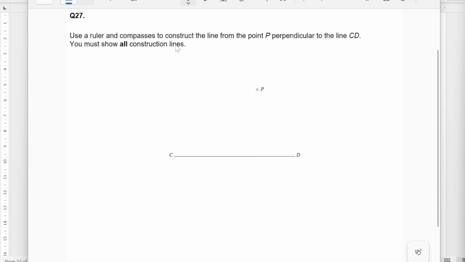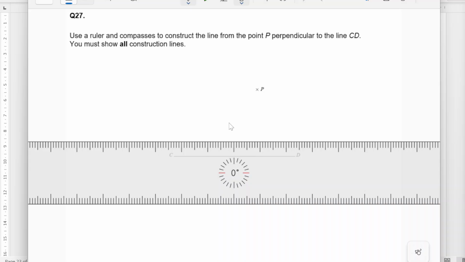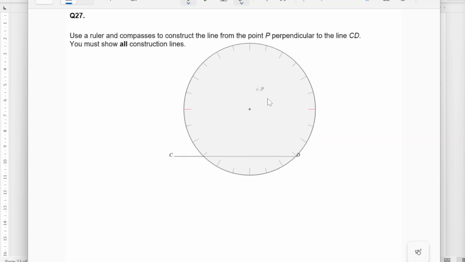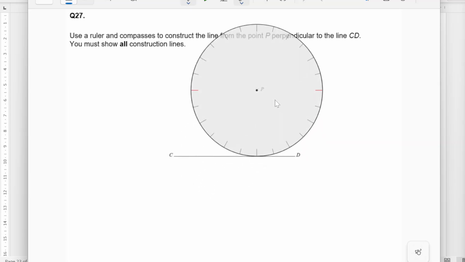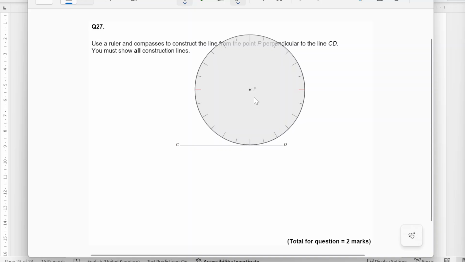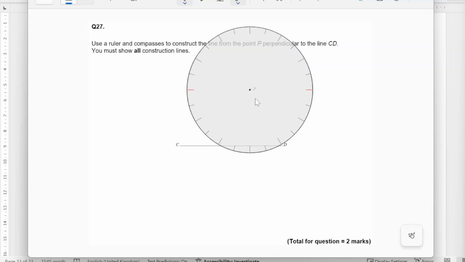Okay, use the ruler and compass to construct the line from point P perpendicular to the line CD. You must show all your construction lines. Right, so I'm going to try and do this as best as I can. So I don't want a ruler. What I want for now is a compass. I just need to make that a touch bigger. Right, that will do perfect.